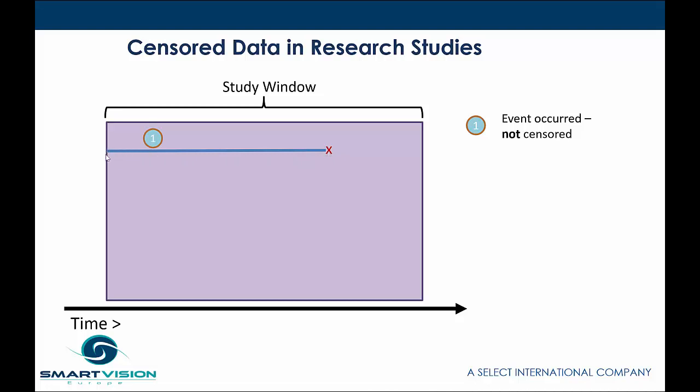We know how long the patient was receiving treatment, or we know how long they had this condition. It's not censored. The outcome is known. So this is a known outcome.